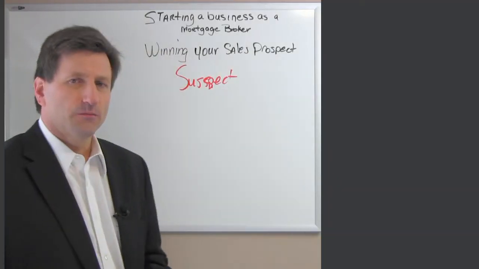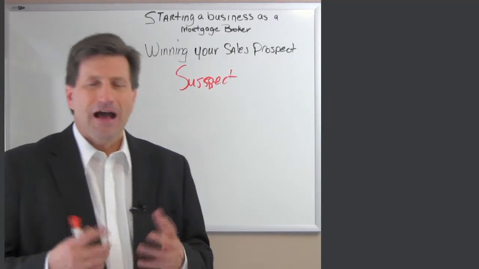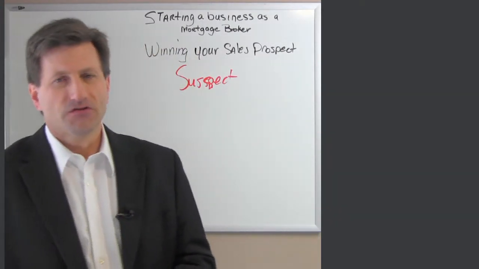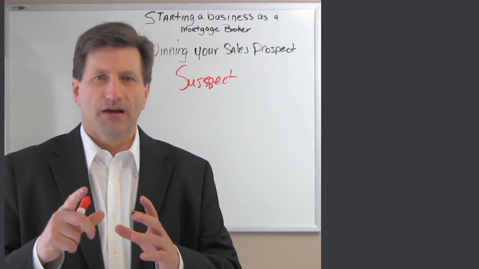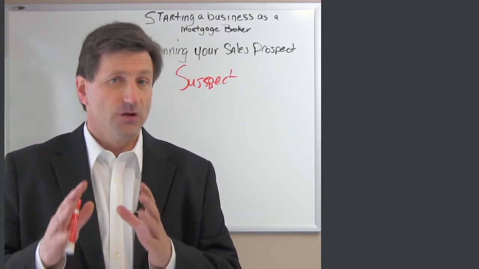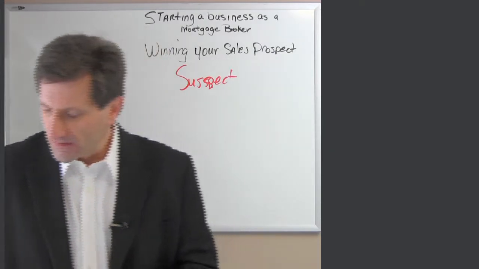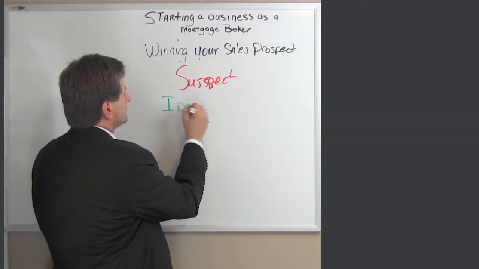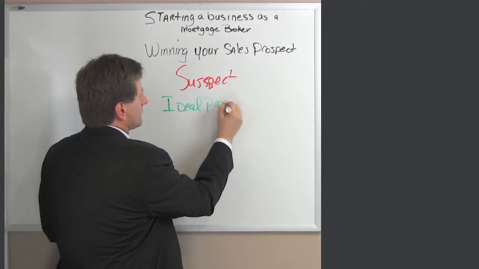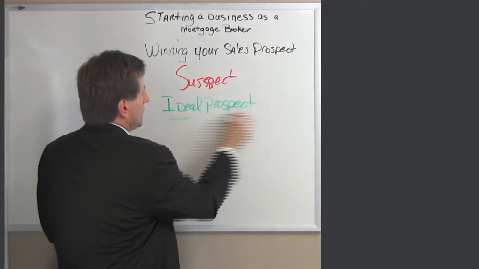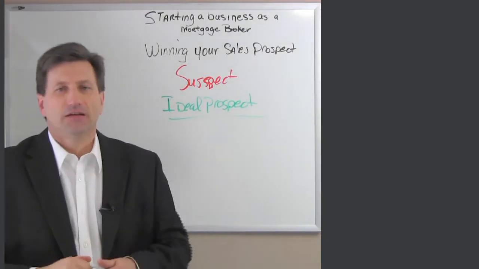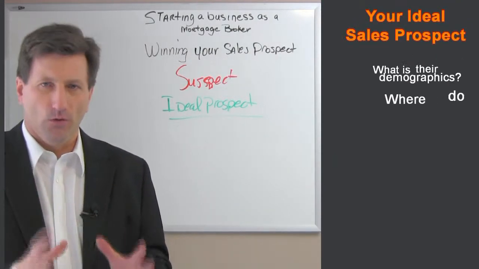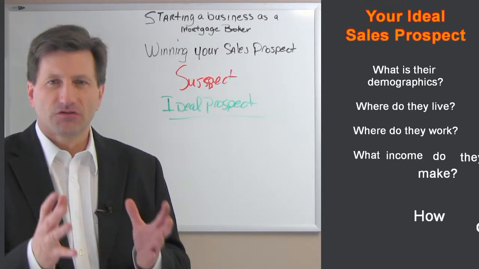Now, when you get to the place where you actually have a prospect, how do you know whether you've got that as a prospect? Well, there's a number of things. The first thing you've got to understand is that for your business, there's going to be an ideal prospect. So, what's an ideal prospect? An ideal prospect from the perspective of marketing is somebody that you understand quite well. It's somebody that's your average person.